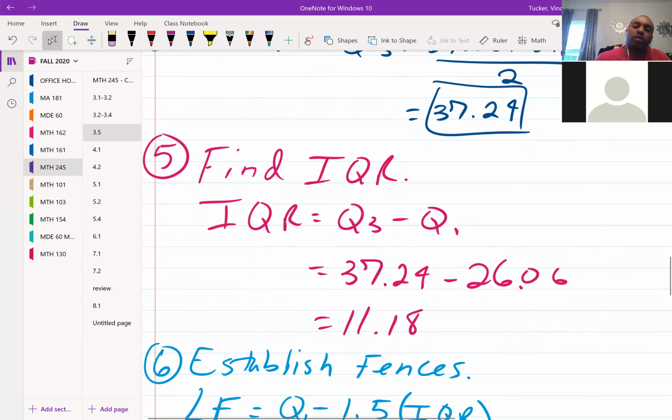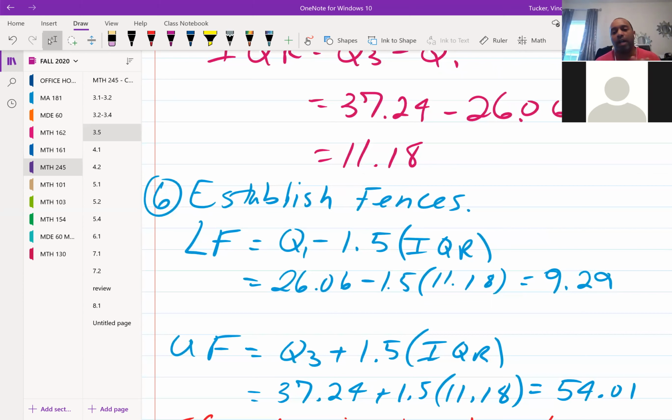Next, we want to establish our fences or determine our fences. Got an upper fence and lower fence. So lower fence, Q1 minus 1.5 times IQR ends up giving us 9.29. Q3 plus 1.5 times IQR ends up giving us 54.01.